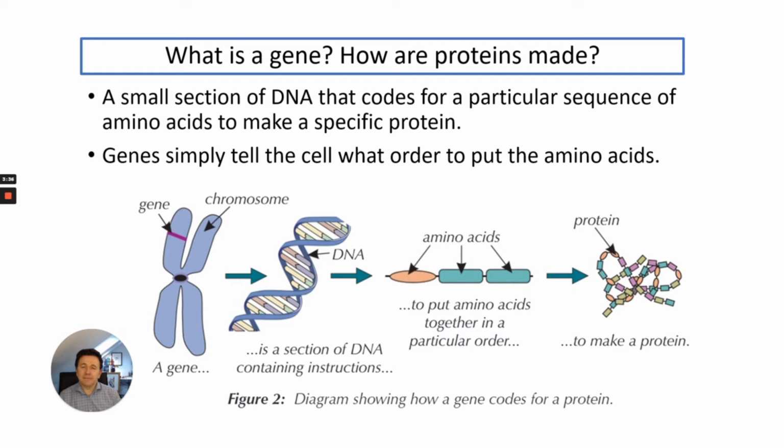So what is a gene and how are proteins made? Well, a small section of DNA codes for a particular sequence of amino acids to make a specific protein. So a piece of DNA, part of the DNA code of a gene, will code for an amino acid that makes a specific protein. Genes simply tell the cell what order to put the amino acids in. This diagram shows the gene and the section of DNA containing those instructions that make amino acids, and those amino acids are joined together by bonds and therefore make a protein.